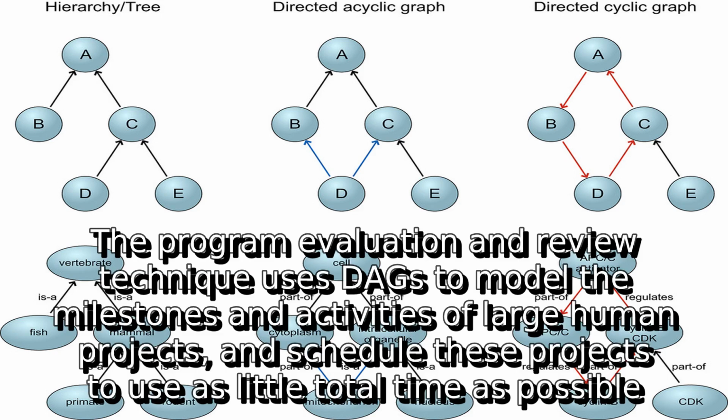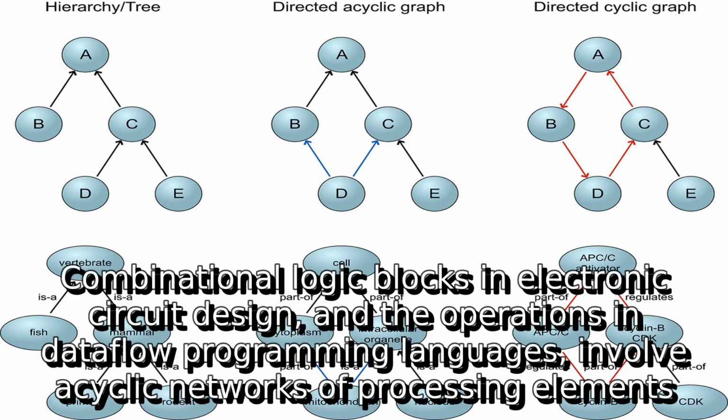The program evaluation and review technique uses DAGs to model the milestones and activities of large human projects, and schedule these projects to use as little total time as possible. Combinational logic blocks in electronic circuit design, and the operations in data flow programming languages, involve acyclic networks of processing elements.